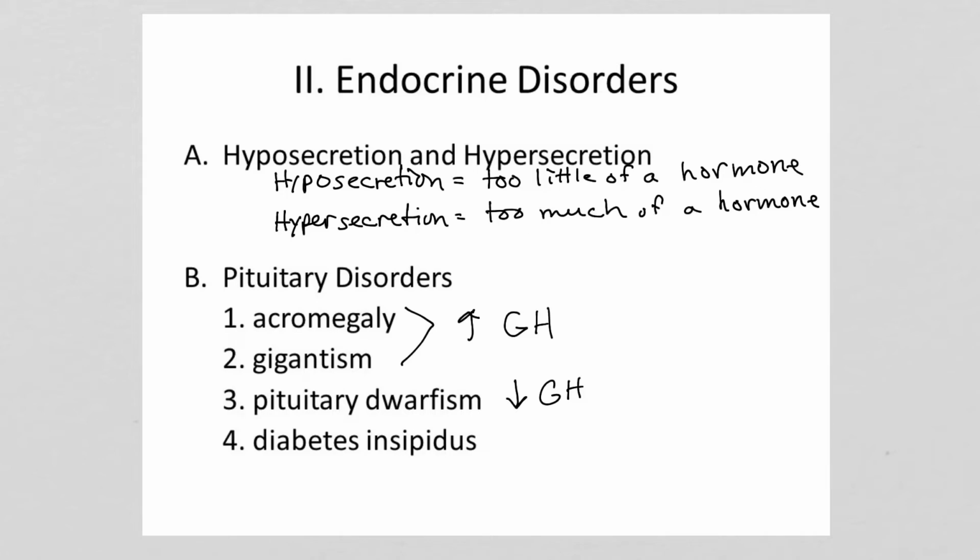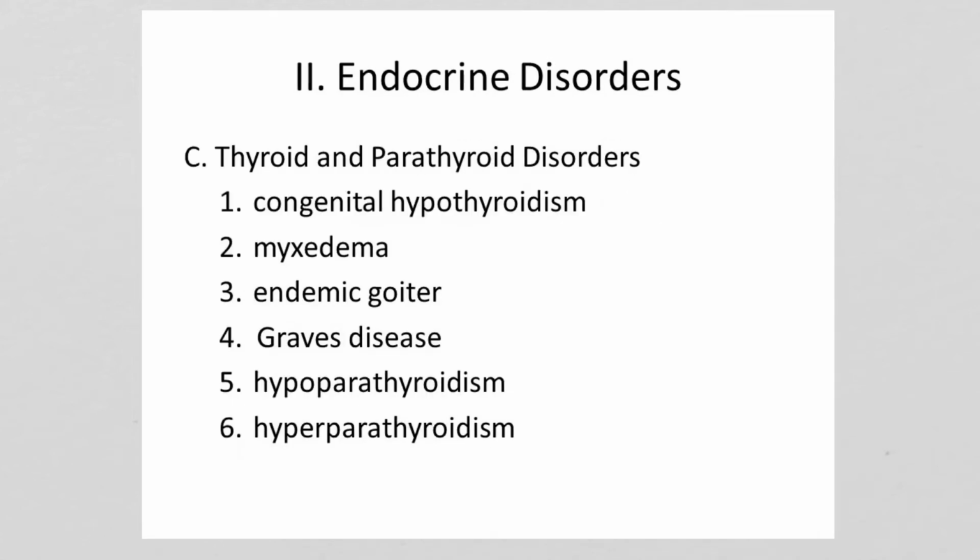The last one on this list is diabetes insipidus, and this is hyposecretion of ADH. And I just mentioned that one when we talked about hyposecretion. And so again, this would cause diabetes insipidus. So that covers the pituitary disorders. Next, let's move to the thyroid and parathyroid.